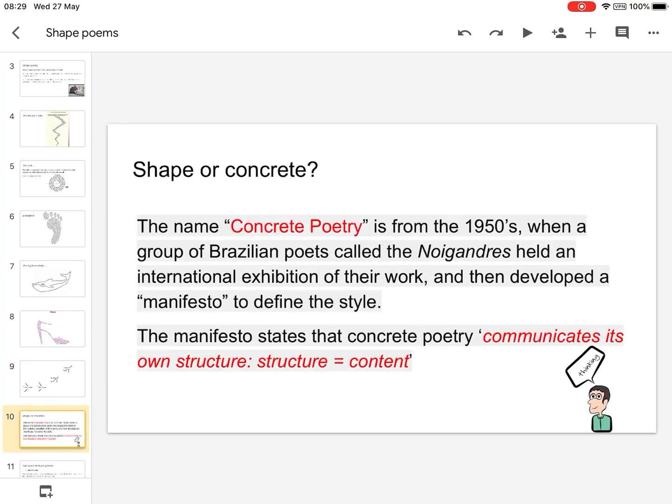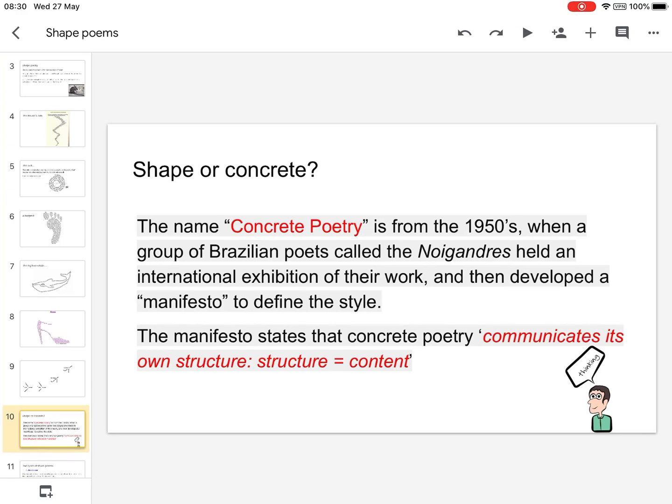The name concrete poetry, which is sort of the official name for this genre, dates from the 1950s. A group of Brazilian poets called the Noigandres, I'm not quite sure how you pronounce that, held an international exhibition of their work and then developed a manifesto to define the style. I don't think this is ironic. I think they really did do this. It's a bit excessive for a style of poetry, but why not?